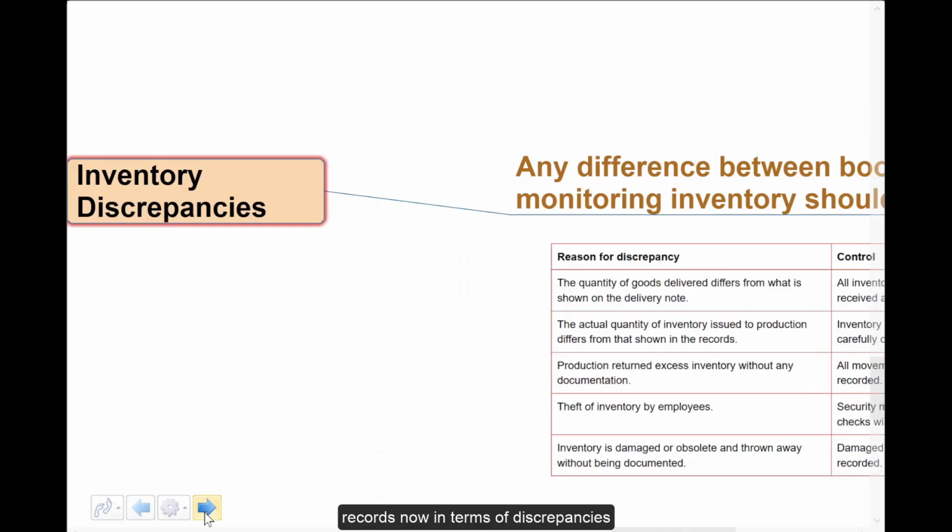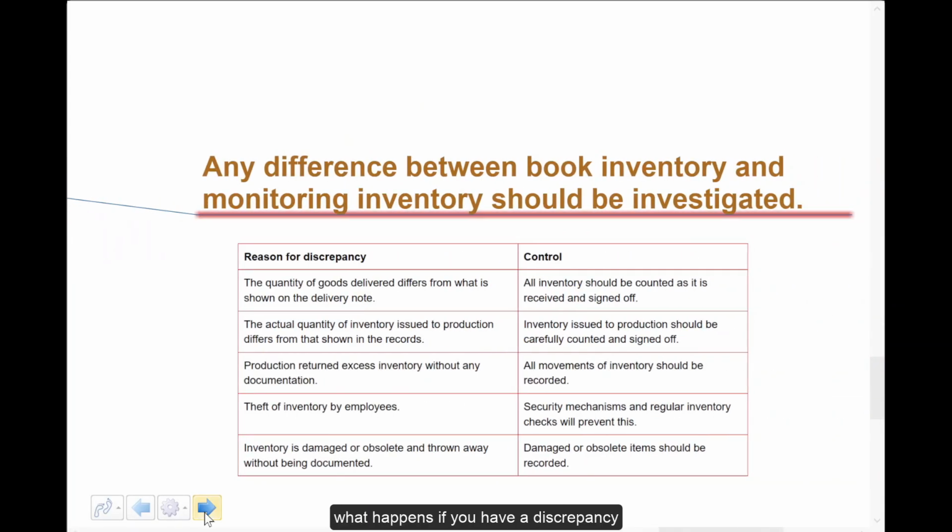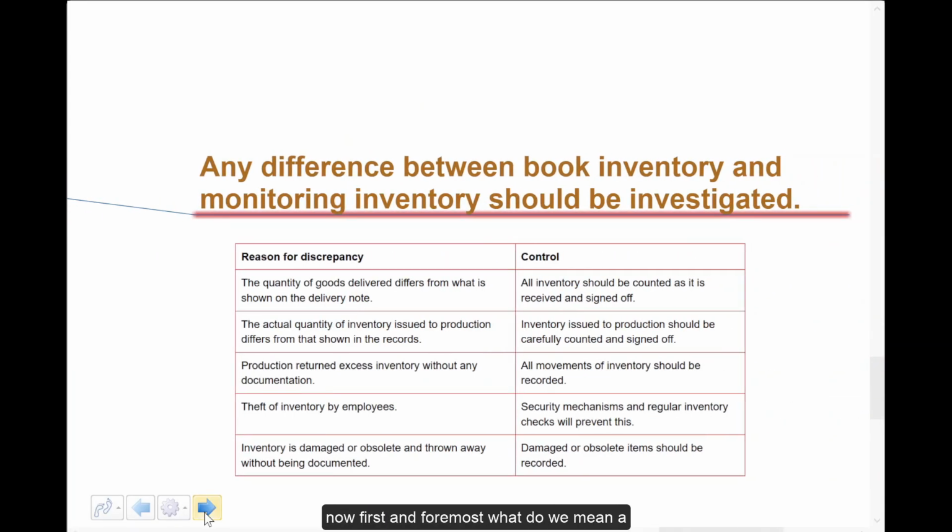Now, in terms of discrepancies, what happens if you have a discrepancy? First and foremost, what do we mean by a discrepancy? We mean a difference. So we're saying here, if there's a difference between the book inventory and the stock take or monitoring inventory, then certainly, depending upon the size of the difference, we should be monitoring it or indeed investigating it. When I say book inventory, we're talking about what we should have based on our accounting and indeed inventory records. And monitoring, we're talking about what the stock take showed.